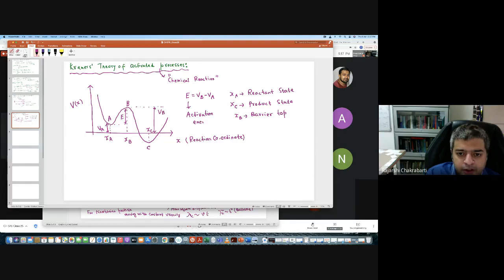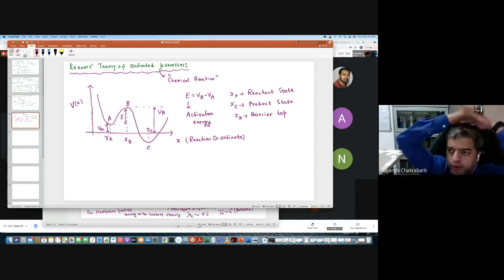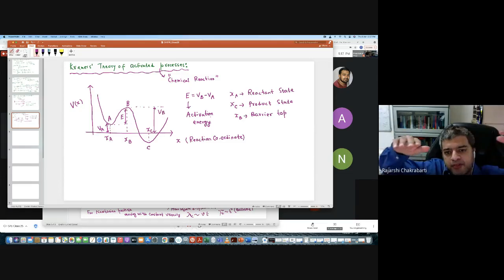So I can think of a chemical reaction. It could be, for example, a small organic molecule going from one isomer to another isomer, and there's a barrier. Maybe the double bond has to be broken, and then it will rotate, and then there will be formation of the double bond. This X could be the angle around the double bond. That is your reaction coordinate. So VB minus VA gives you the activation energy required.